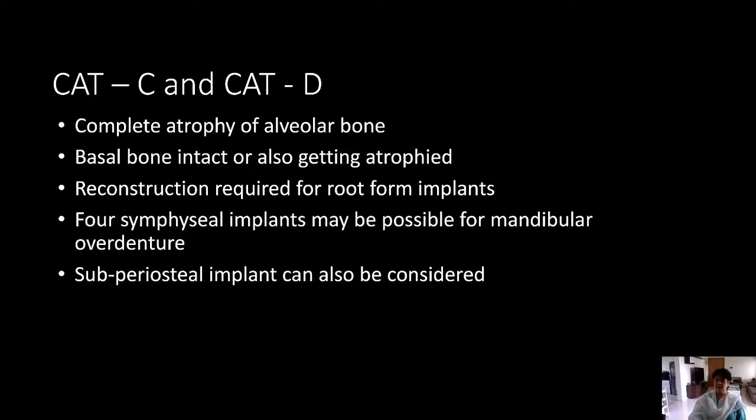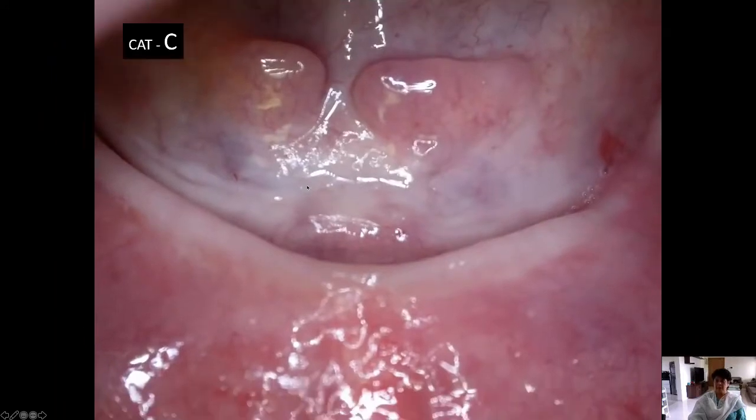Category C and D, we are not going to discuss in detail because these are not included in today's topic. But here you find complete atrophied alveolar bone. Basal bone is intact, and in category D, it also starts getting atrophied. Reconstruction is required for root form implants. Look at the clinical case.